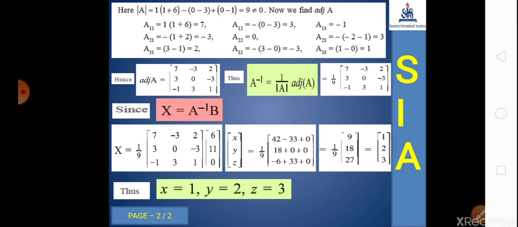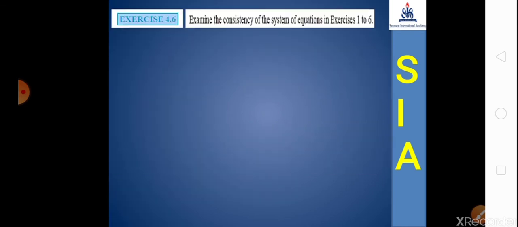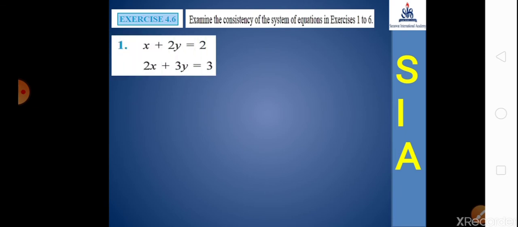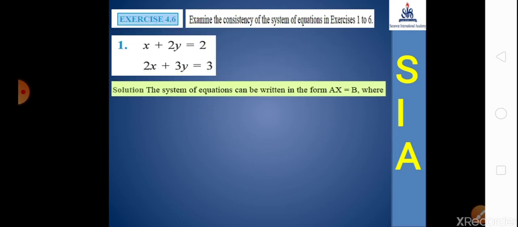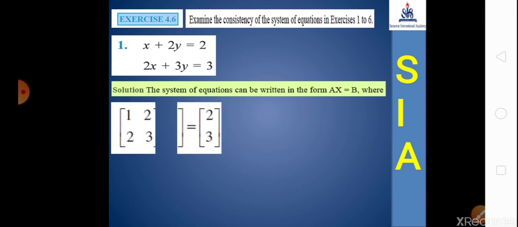Now I am going to the next one. Next is exercise 4.6. Find the solutions of numericals 1 to 6 by using matrix multiplication, not the elimination method. Yes, the answer is the same. Now represent the given equations in the form AX equals B. A is ready, 1 2 2 3.